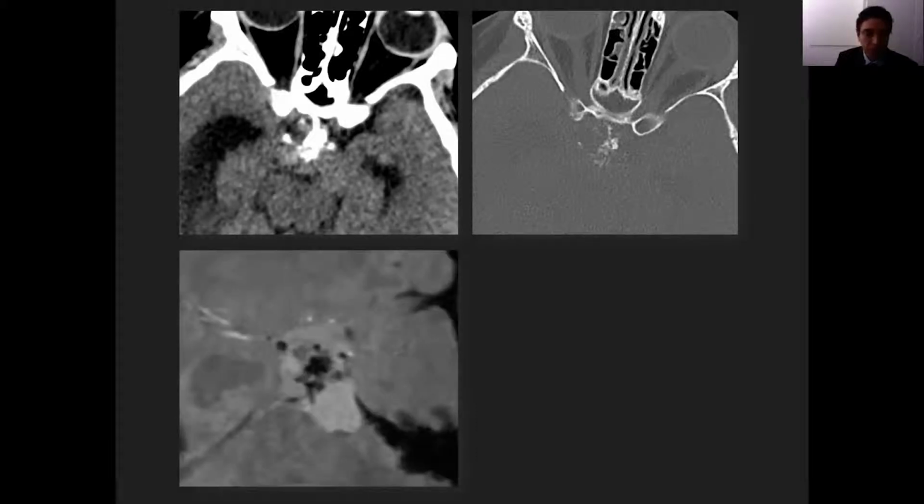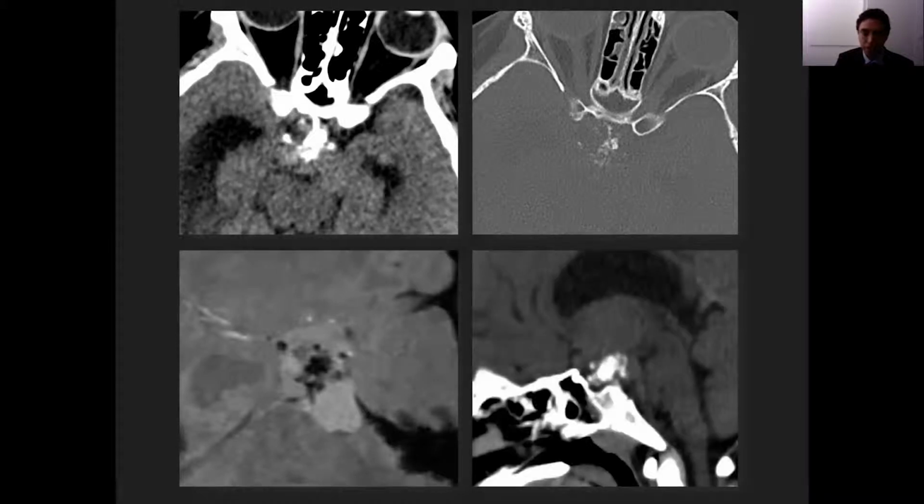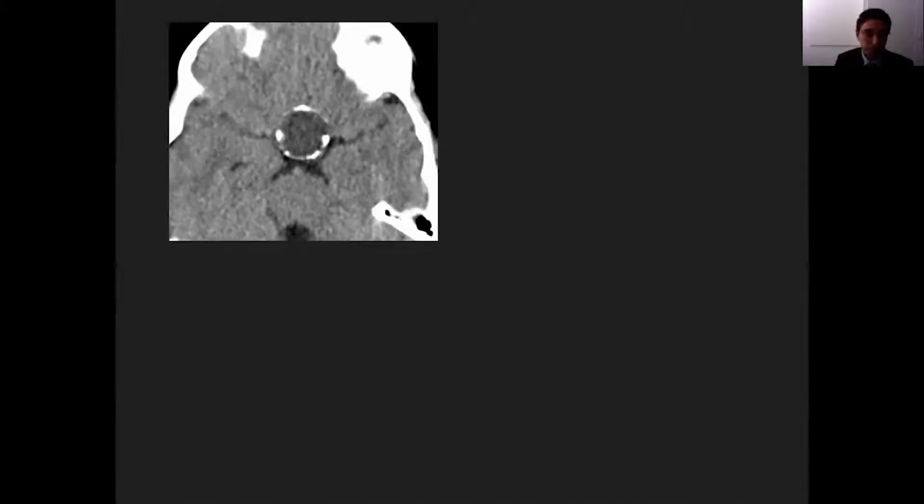We can see calcifications as areas of signal drop on this GRE sequence, and we can also see some of the cystic changes within the lesion, and we get a good sense of the morphology of the lesion on this sagittal CT reconstruction. So most of the adamantinomatous craniopharyngiomas are going to have cystic changes and calcifications, and again, these are seen in children.